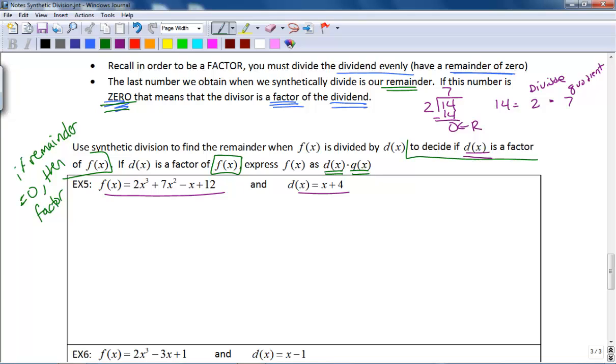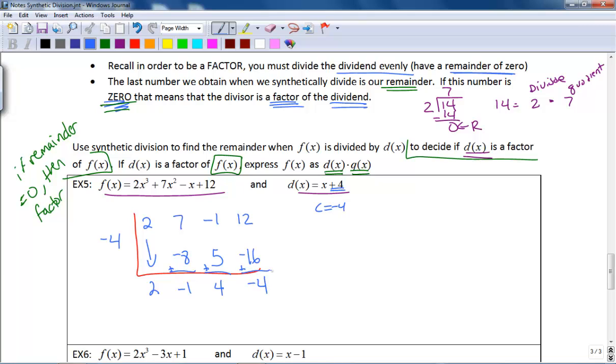So again, first, when we synthetically divide, figure out what c is. Well, this is my divisor here, and the opposite number with x is going to be -4. Upside down division bar, coefficients of my dividend go in here. So third power, second power, first power, constant. I don't have any missing terms, so I write 2, 7, -1, and 12. Bring down my first term. -4 times 2 is -8. Add down, -1. -4 times -1, +5. Add down, +4. -4 times +4 is -16. Add down, I get -4. All right, I'm done with my synthetic division.